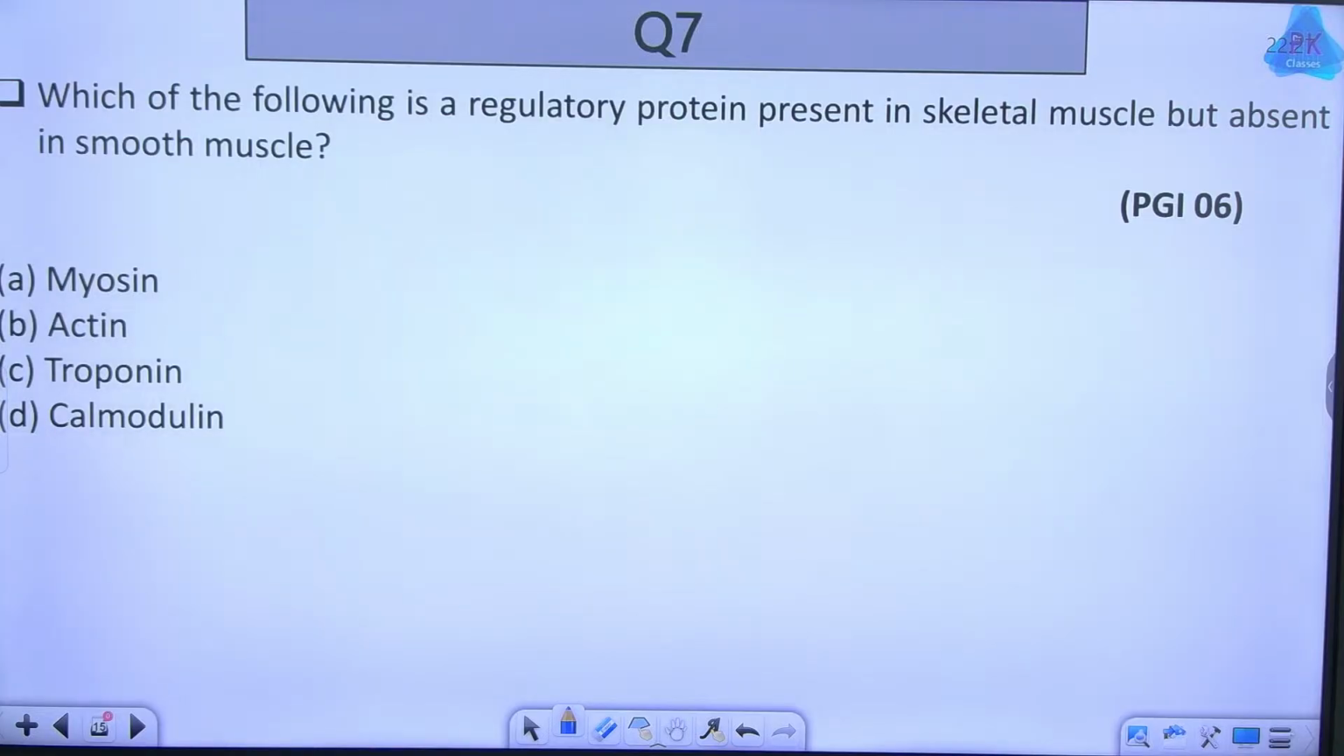So, which of the following is a regulatory protein present only in the skeletal muscle but absent in smooth muscle? Some are saying C and some are saying, just now we have seen.